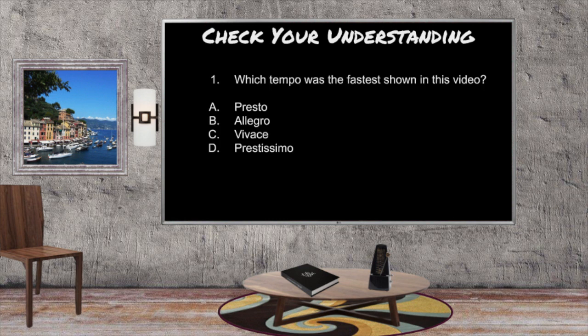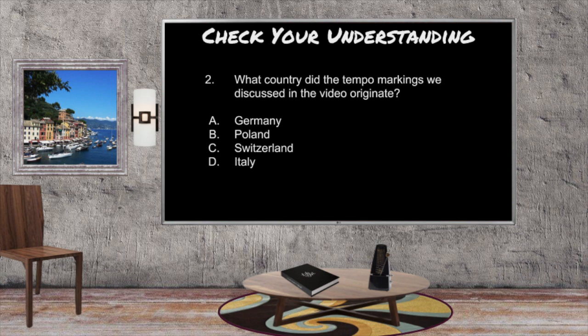Number 1. Which tempo was the fastest shown in this video? A. Presto. B. Allegro. C. Vivace. D. Prestissimo. Number 2. What country did the tempo markings we discussed in the video originate? A. Germany. B. Poland. C. Switzerland. D. Italy.